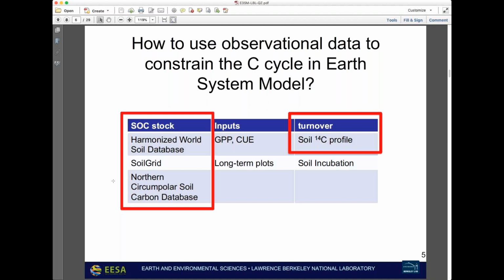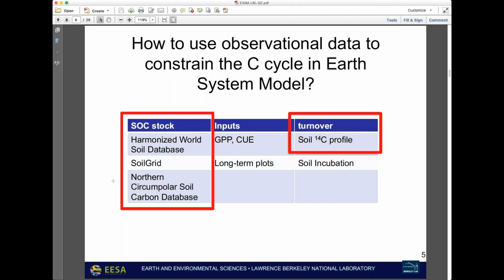And in terms of inputs, it's really hard to quantify. We don't have a good database for global NPP. What we have are upscaled global GPP from FLUXNET, and also maybe a multi-species carbon use efficiency estimate. We can convert that to NPP, but that's not a reliable observational constraint or database. And also for some tropical ecosystems, we have long-term plots, but again, they're not enough to quantify the global dynamics. And so we have to rely on the turnover side of these SOC stock estimates.